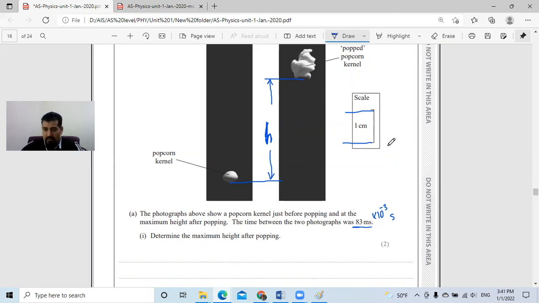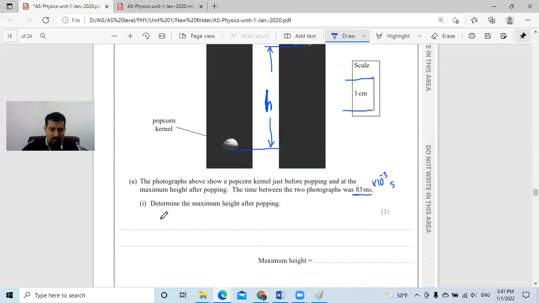So what will I do here? What information do I have? I have the time, and I have the acceleration, -9.81. The time is 83 times 10 to the power of -3. The final speed as it reaches the maximum height is 0. I don't have the initial speed, and I want to know the maximum height. So the equation that I will use, s equals what?